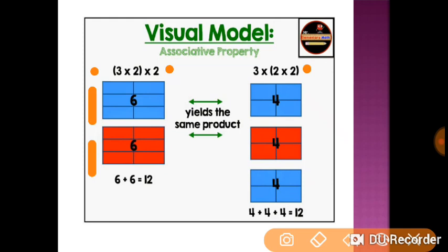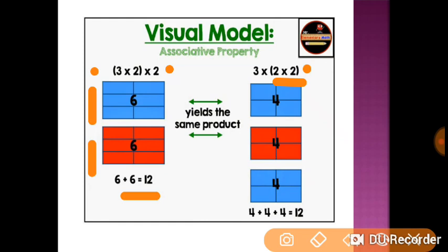In the blue box, there are a total of 6 rectangles. Again, in the red box, there are 6 rectangles. 6 plus 6 will give you 12. In the second representation, we have to represent 2 into 2.